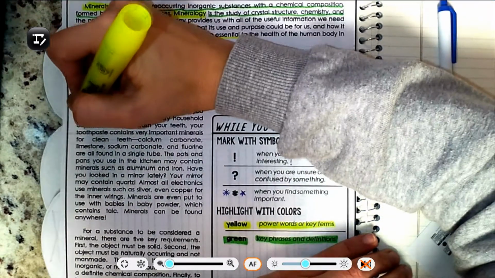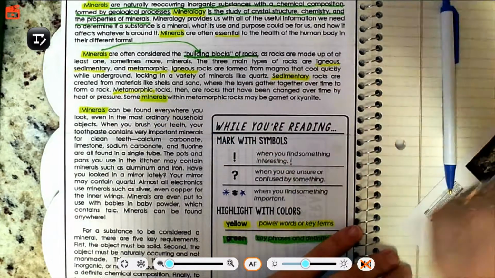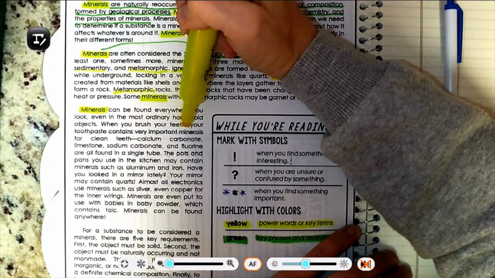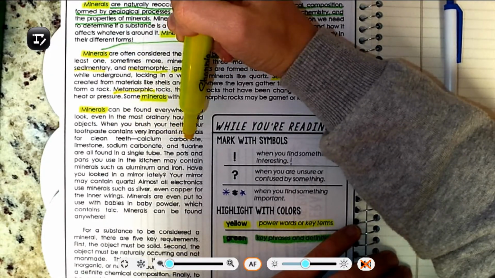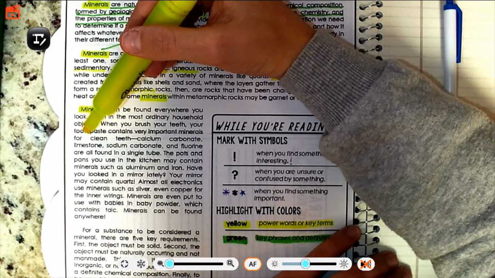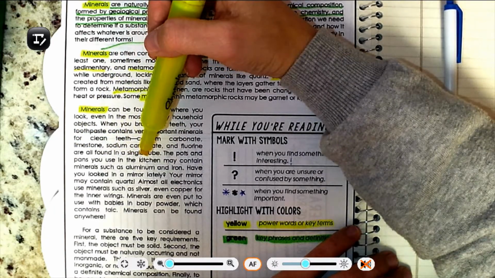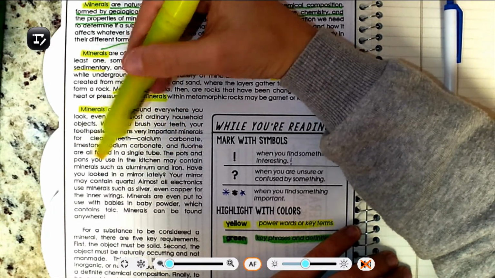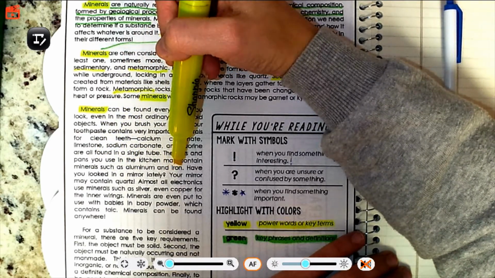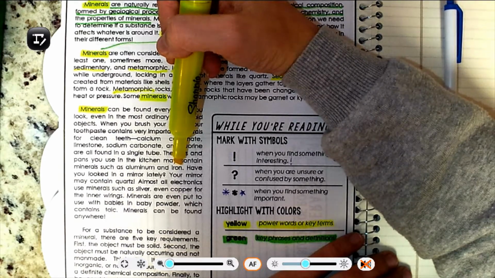Okay, paragraph 3. Minerals can be found everywhere you look, even in the most ordinary, that just means basic, household objects. When you brush your teeth, your toothpaste contains very important minerals for clean teeth. Calcium carbonate, limestone, sodium carbonate, and fluorine are all found in a single tube of toothpaste. The pots and pans you use in the kitchen may contain minerals such as aluminum and iron. So yeah, a lot of our elements on our periodic table are minerals in their natural state.